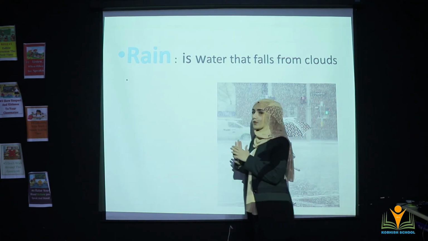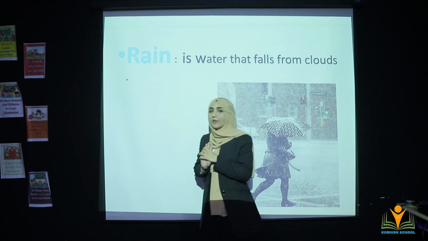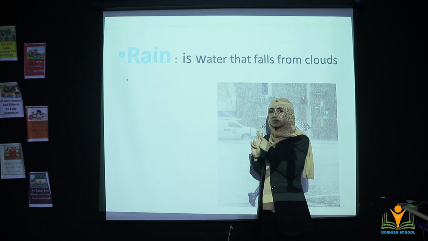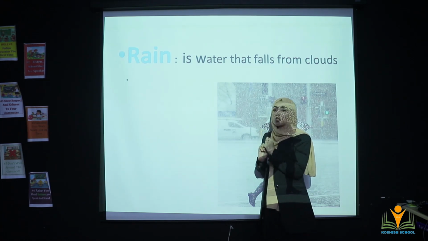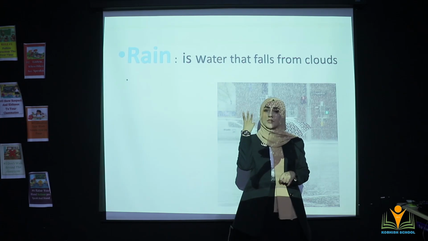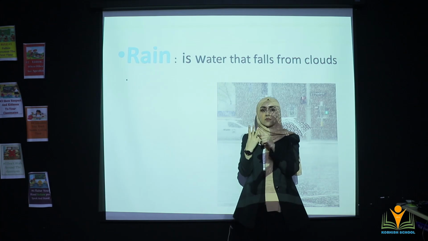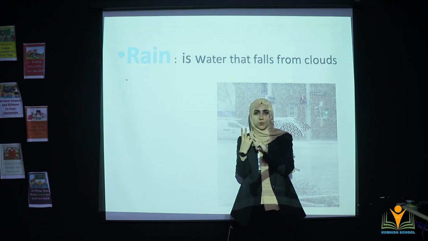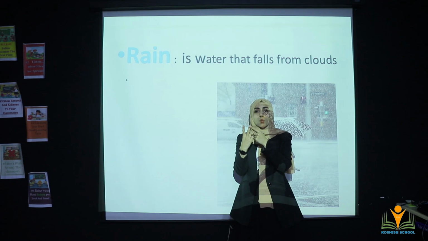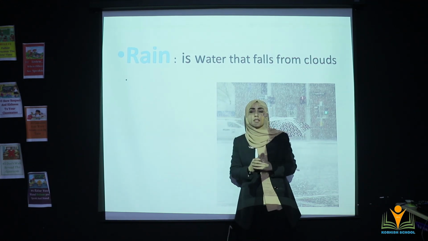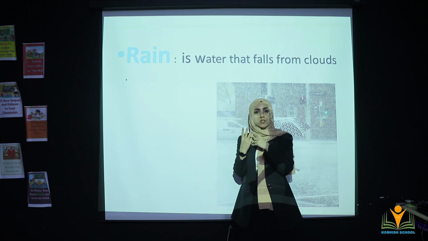So we have three things that indicate the weather conditions: temperature, wind, rain.